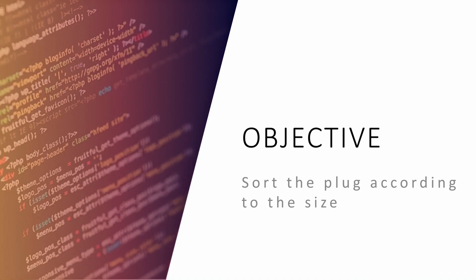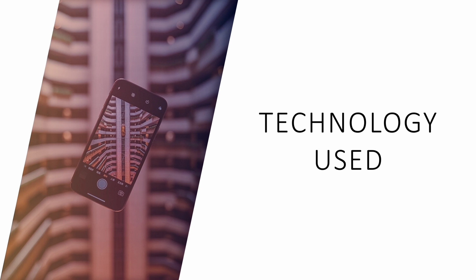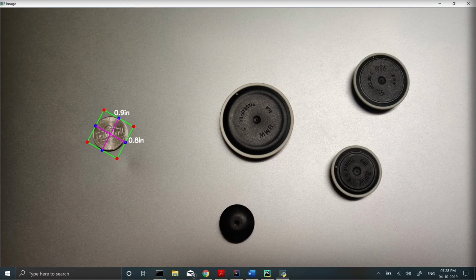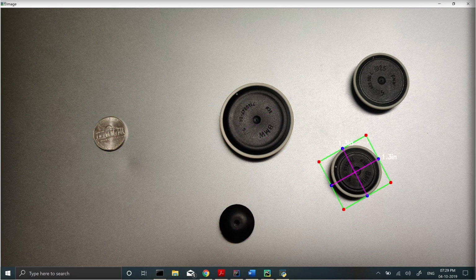The main objective of our software model is to sort the plugs according to their sizes. To successfully determine the size of a plug, we plan to implement concepts of computer vision and machine learning. First, we're going to fix the camera at a constant height and determine the actual length and actual breadth of the image. Second, we will divide the actual length and actual breadth of the image by the relative pixels captured by the camera to get the pixel per metric unit ratio.